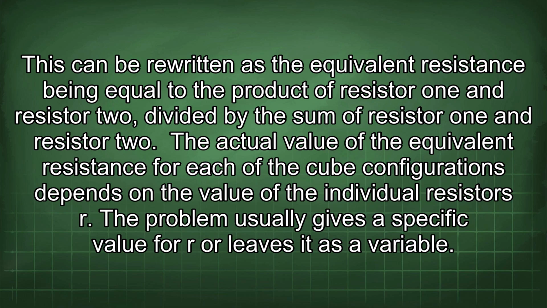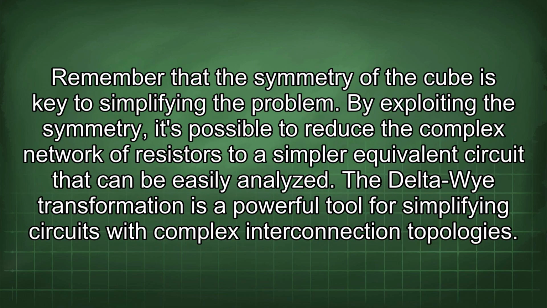The actual value of the equivalent resistance for each of the cube configurations depends on the value of the individual resistors R. The problem usually gives a specific value for R or leaves it as a variable. Remember that the symmetry of the cube is key to simplifying the problem. By exploiting the symmetry, it's possible to reduce the complex network of resistors to a simpler equivalent circuit that can be easily analyzed.